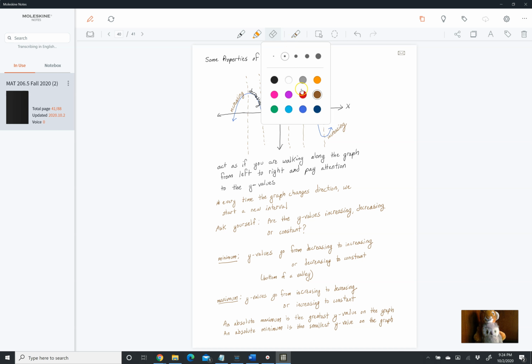So the minimums and the maximums are going to be at the turning points. So we have a turning point at the end of the intervals on these lines here. We see that we go from increasing to decreasing. So this over here is like the top of a mountain. So it's a maximum. Now it's not an absolute maximum because if we look at this graph, we do see y values that are higher. Okay, so this is a relative maximum.